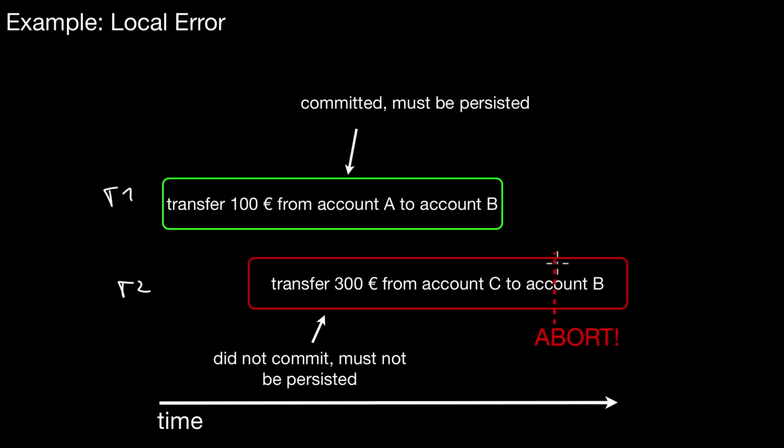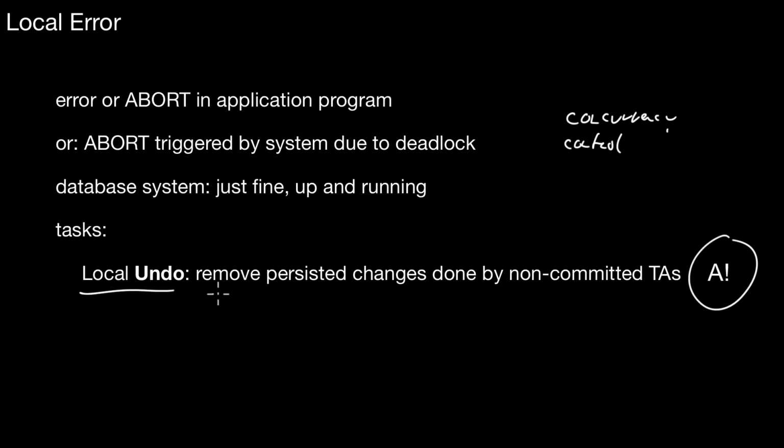However, here there's an abort right in the middle of running this transaction, which means if this transaction already transferred some data in between accounts or removed money from some of the accounts, all of those changes have to be undone. So this didn't commit, so it must not be persisted. That's not allowed because it would violate the A property. So this is the scenario of a local error. We can do this by a local undo. Remove the persistent changes done by the non-committed transaction. That's the first class of errors.